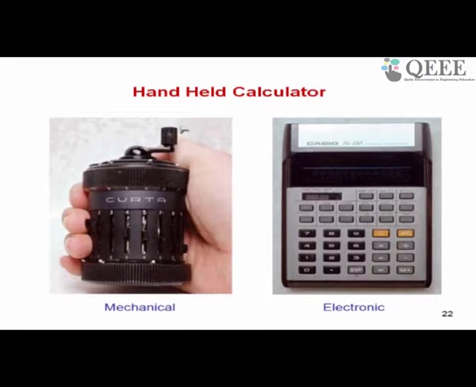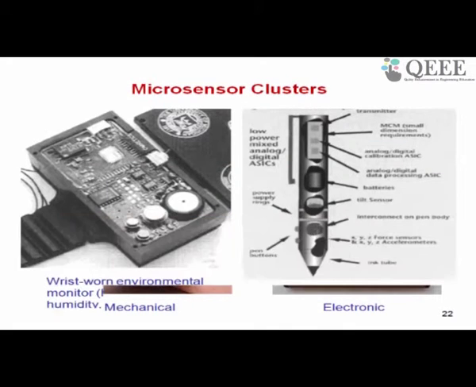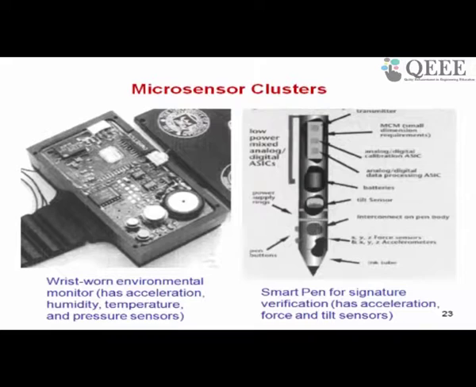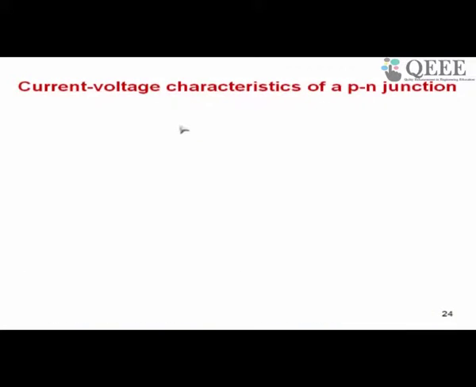So here is an example of mechanical and electronic calculator. Mechanical calculator used many tens of years ago and electronic calculator used today. Similarly, we saw some sensors, how very small size devices like this can sense very many things, from temperature to acceleration, pressure and so on. Then we sketched the current voltage characteristics, right, of different devices. We started with the p-n junction.